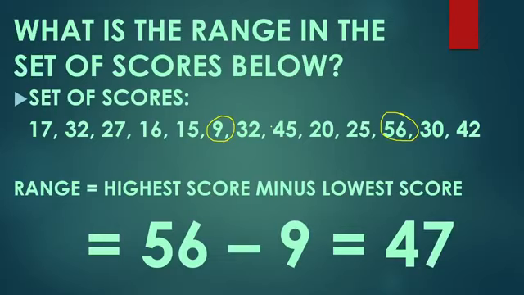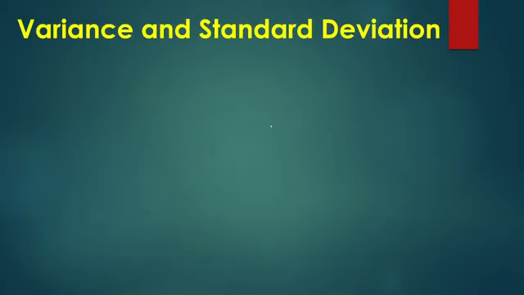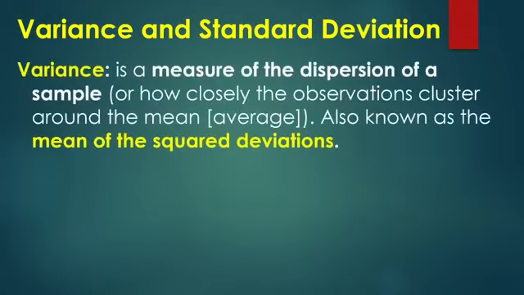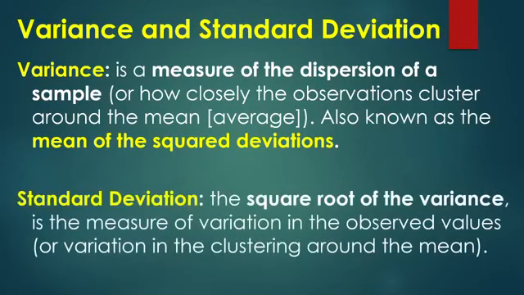Now let's continue with another measure of variability. So we will go now with the variance and the standard deviation. Now let's define first what a variance is. So a variance is a measure of dispersion of a sample, or how closely the observations cluster around the mean or the average, also known as the mean of the squared deviations. Now you will get to know the definition more on what the variance is as we go along with the computation. Okay? Now, standard deviation. This is the square root of the variance.